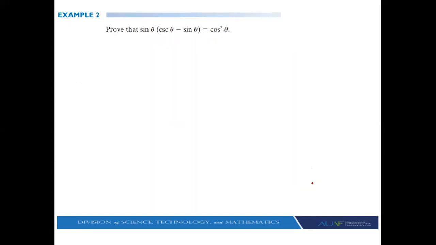Great. Okay, what we have here? In this question, we have right hand side and left hand side. So how we can prove? Let's take left hand side. Left hand side is sine theta times cosecant theta minus sine theta. Correct? This one equal to what? This one equal to cosine square theta. So how we can prove?